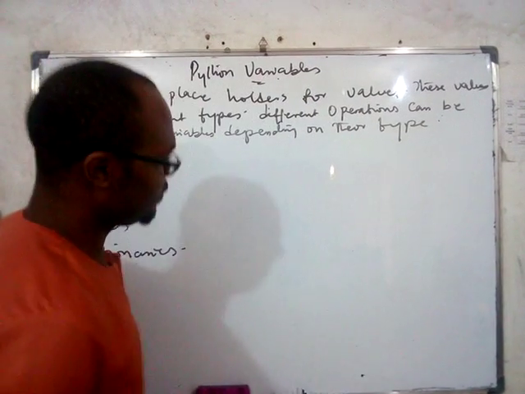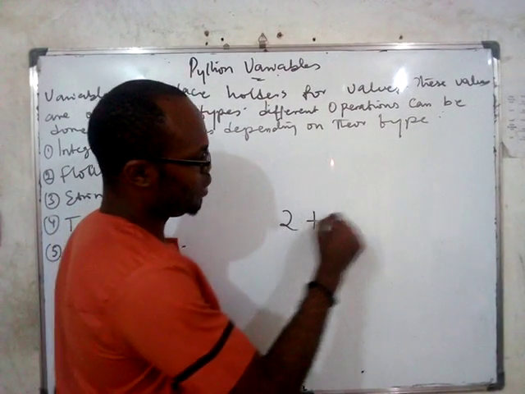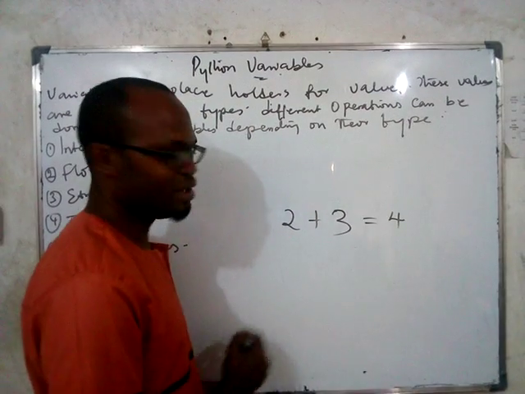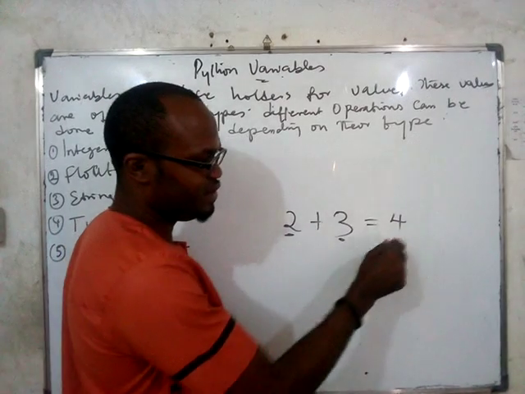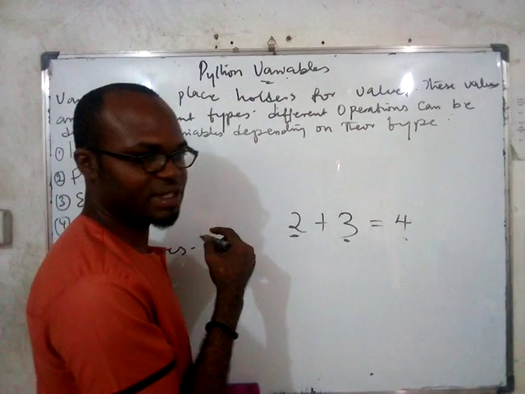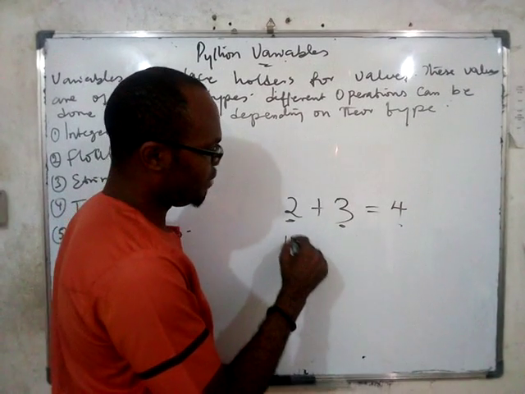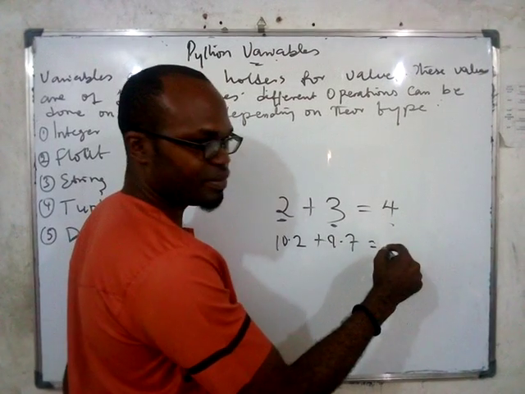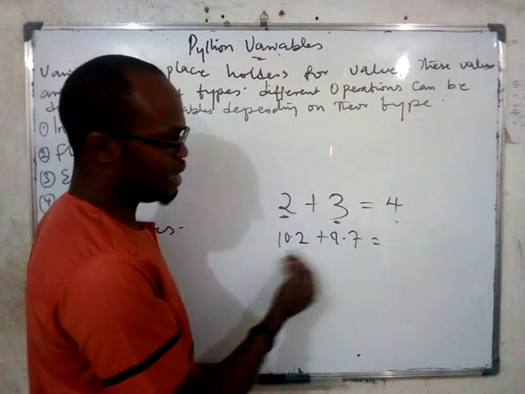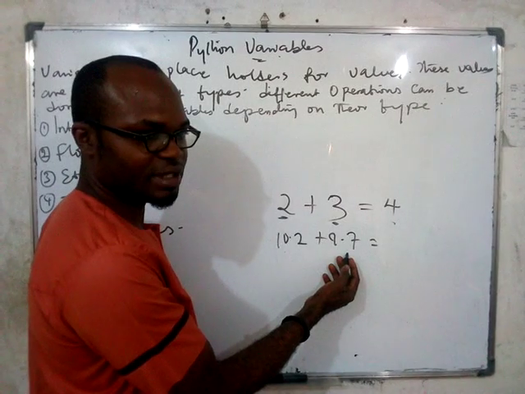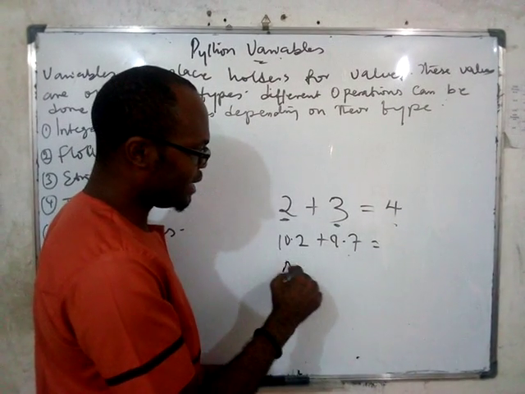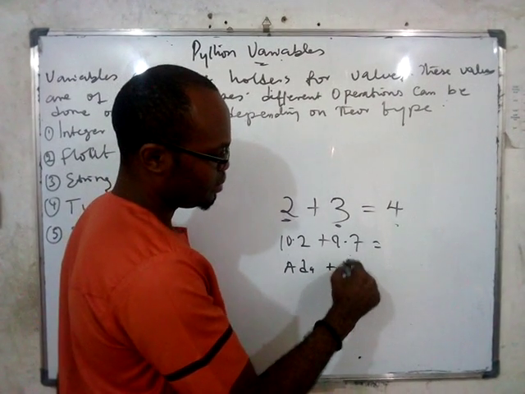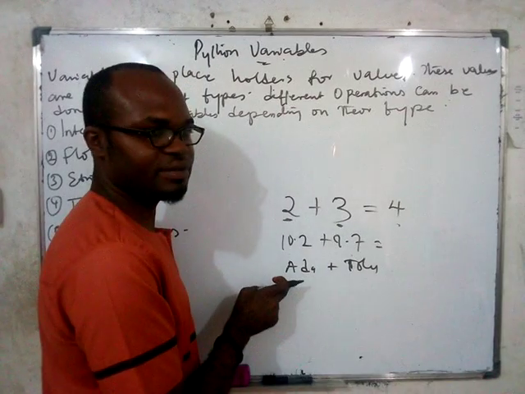Or let's say you want to do 2 plus 3 to give you 5. You understand? This is a value. This is a value. These are what? Values. If you're working with something like 10.2 plus 9.7, you understand? These are also values. And when you say Ada and Tolu, these are also values.